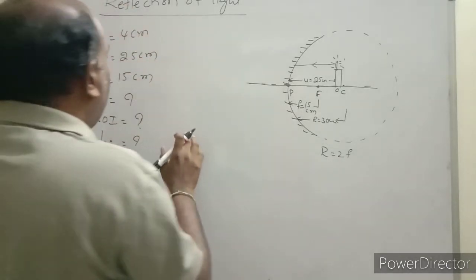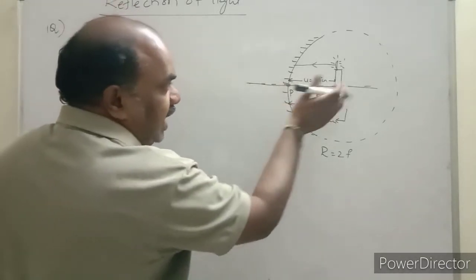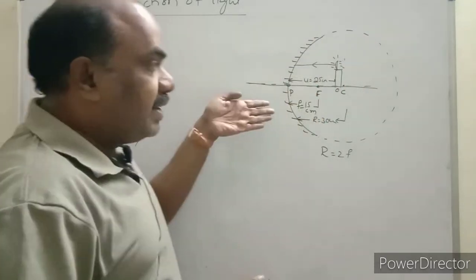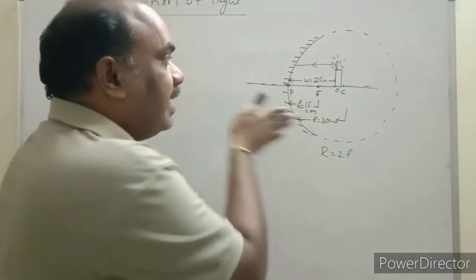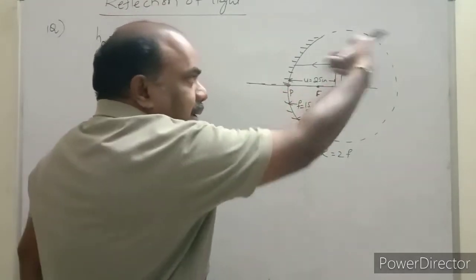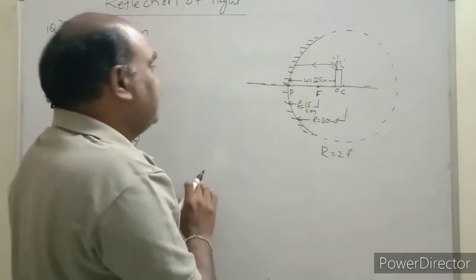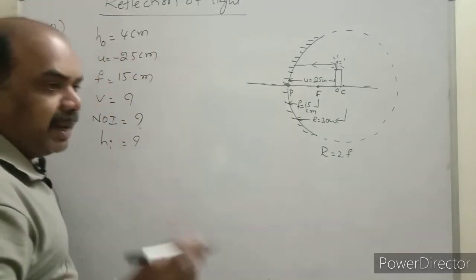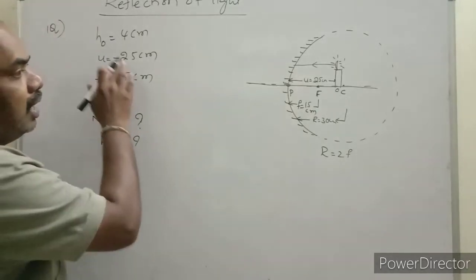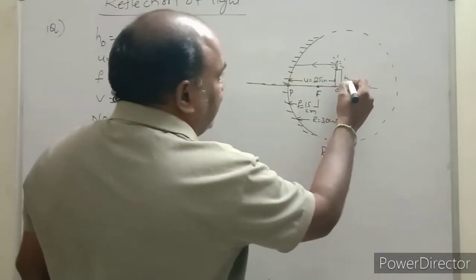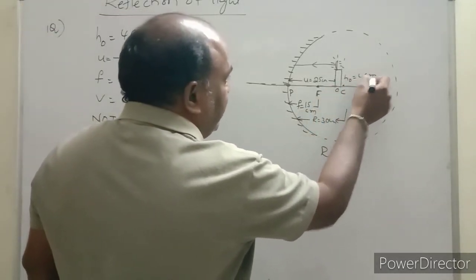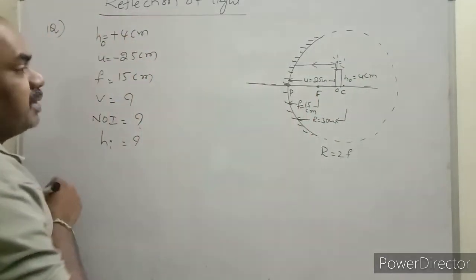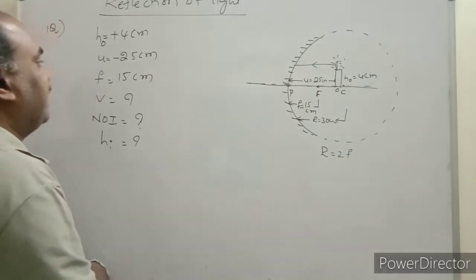We will see. Object distance is measured from the pole and should be compared with the parallel incident ray according to sign convention. Measuring from the pole, compare with the parallel incident ray: measuring from left to right, compare with right to left. So both are in opposite direction. So u is negative, so I am putting minus. Why minus? Sign convention. Height of the object: let us consider the height of the candle as 4 centimeter. It is above the principal axis. According to sign convention, above the principal axis is positive, below the principal axis is negative.